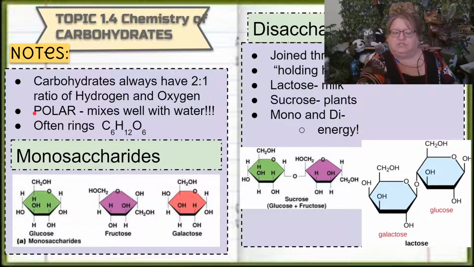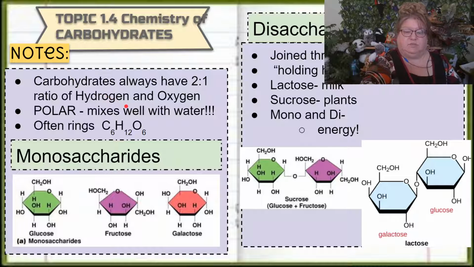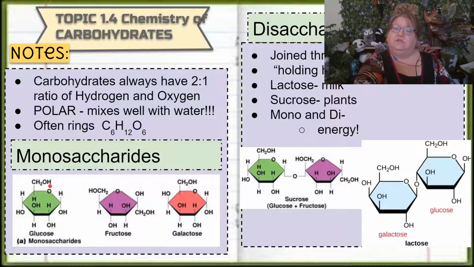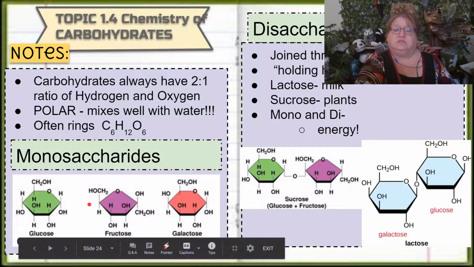The other distinguishing characteristic is that they are all polar. They all mix with water. And that is the hallmark of carbohydrates. You can put sugar in your tea. Your glucose dissolves in your bloodstream, and that is the characteristic of carbohydrates. They mix well, and it's because of all of those oxygens and hydrogens that make them polar.